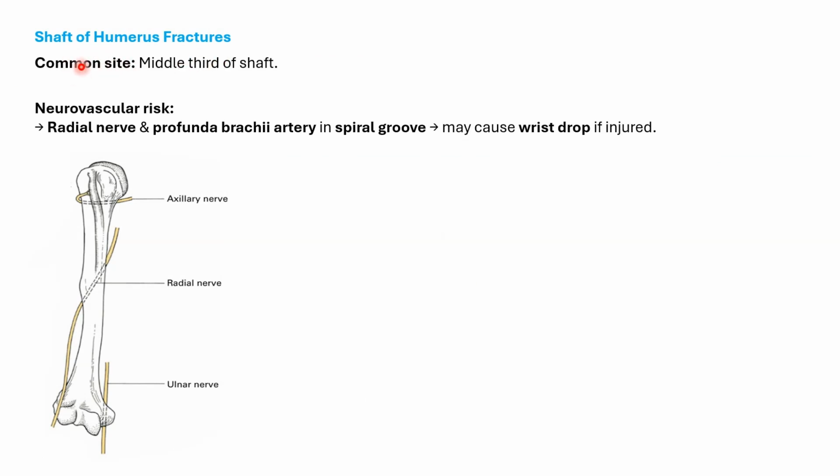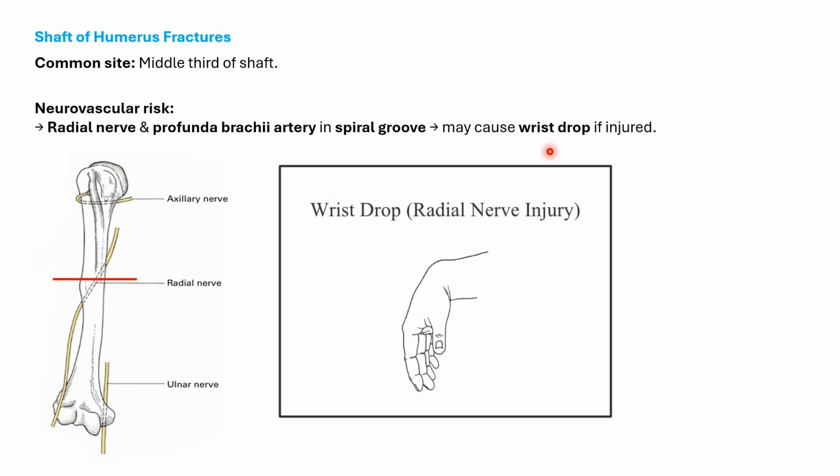Okay, now we learn about shaft of humerus fracture. The common site is the middle third of the shaft. Middle third of the shaft, like this. And the middle third of the shaft is related to two structures, the radial nerve and the profunda brachii artery in the spiral groove. If there is damage to the radial nerve, it leads to wrist drop. This is wrist drop due to radial nerve injury. In this patient can't extend the hand due to paralysis of the extensor compartment of forearm muscles, because the extensor compartment of forearm muscles is supplied by the radial nerve.